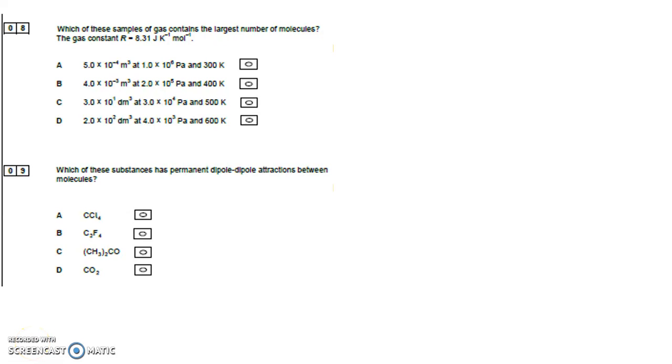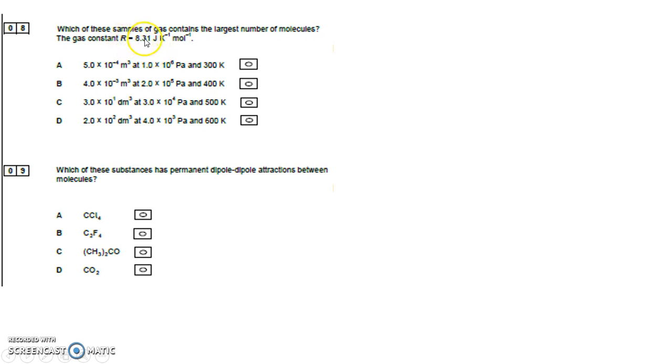Let's look at questions 8 and 9. So which of these samples of gas contains the largest number of molecules? Well, first of all, another way of looking at that is you get the number of moles and then you multiply by Avogadro's number to get the number of molecules. So another way of saying this is which of these has got the largest number of moles, because you're going to multiply each of them by the same number, Avogadro's number, to get the number of molecules. So you can miss out that step and just reinterpret this question as saying which of these has got the largest number of moles. So how are we going to do that?